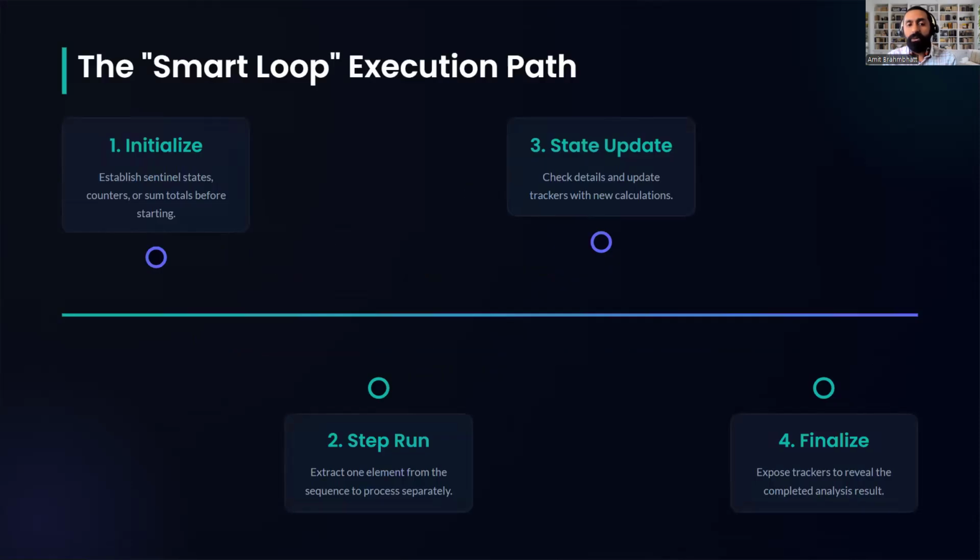Here's a smart loop execution path. To build a smart loop, we follow a simple four-step process. First, we initialize our tracking variables before the loop starts, such as setting a counter to 0. Second, the loop runs, extracting and processing one item from our dataset at a time. Third, the loop updates our tracking variables based on the current item. Finally, once the loop completes, we inspect our tracking variables to output our final analytical result.